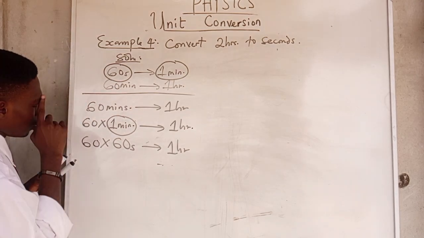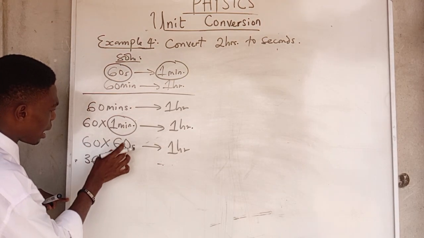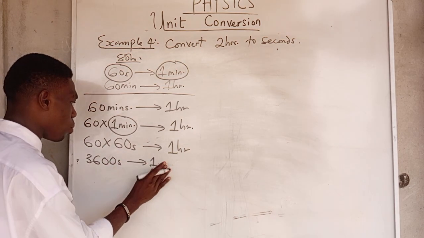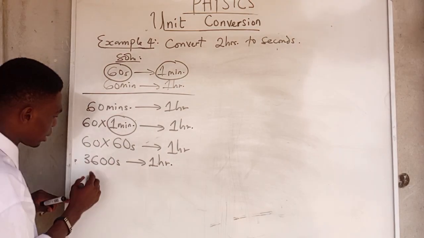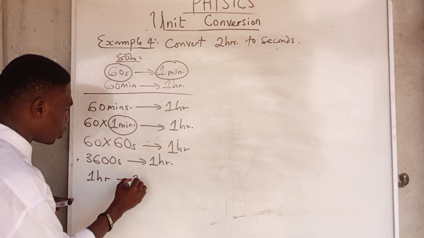Are we together now? So what I'm going to do now, I'm going to multiply this. 6 times 6 is what? 36. I kept the 2 zeros. I'll put them back. That is seconds to give me what? 1 hour. Are we together now? So it means that 1 hour is equivalent to what?